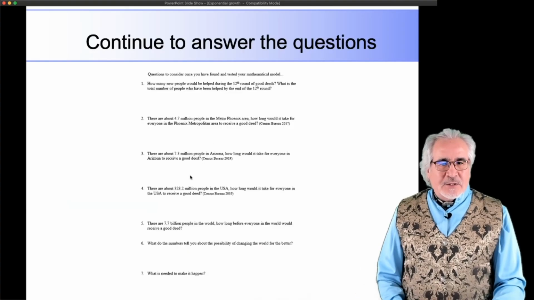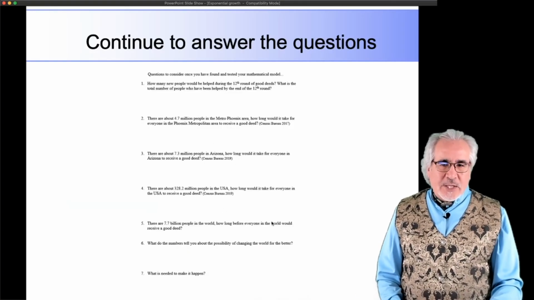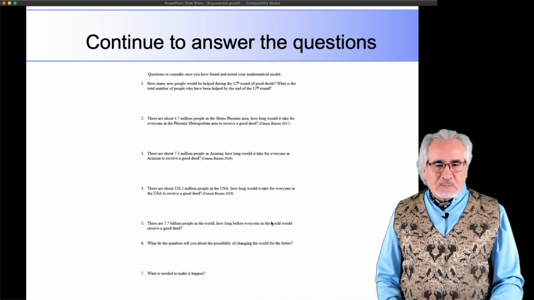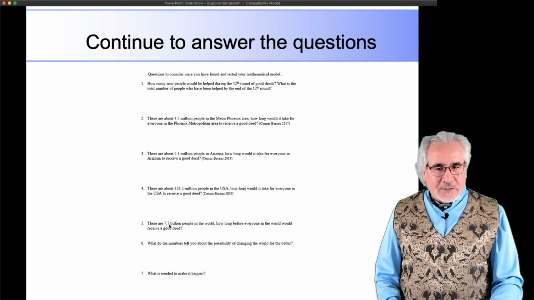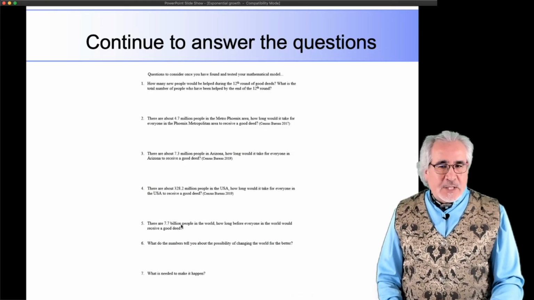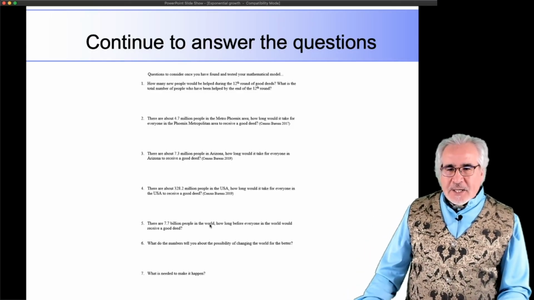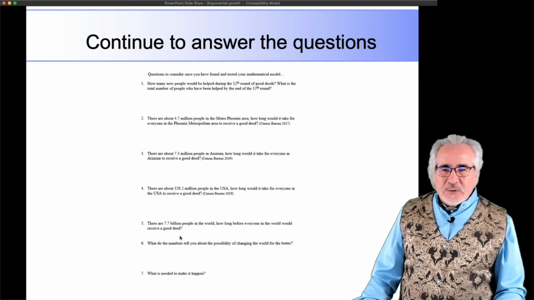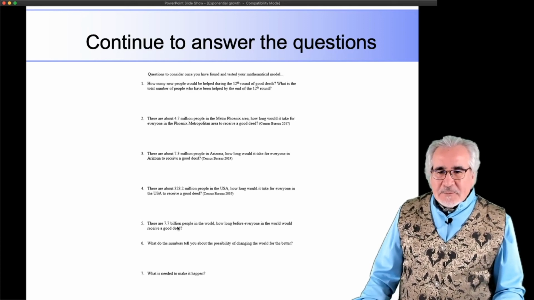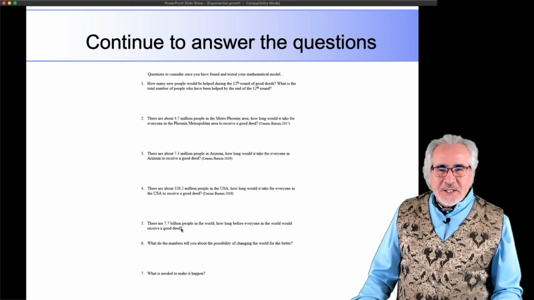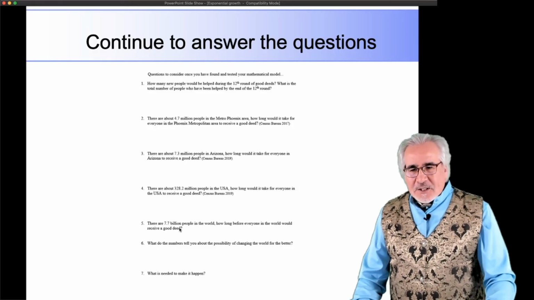That allows us to answer the rest of these questions that are in the worksheet. And finally, to see how many rounds it will take to help the 7.7 billion people in the world. Now these figures are a few years old. You might want to update those if you want. Google world population, see exactly how many are changing.